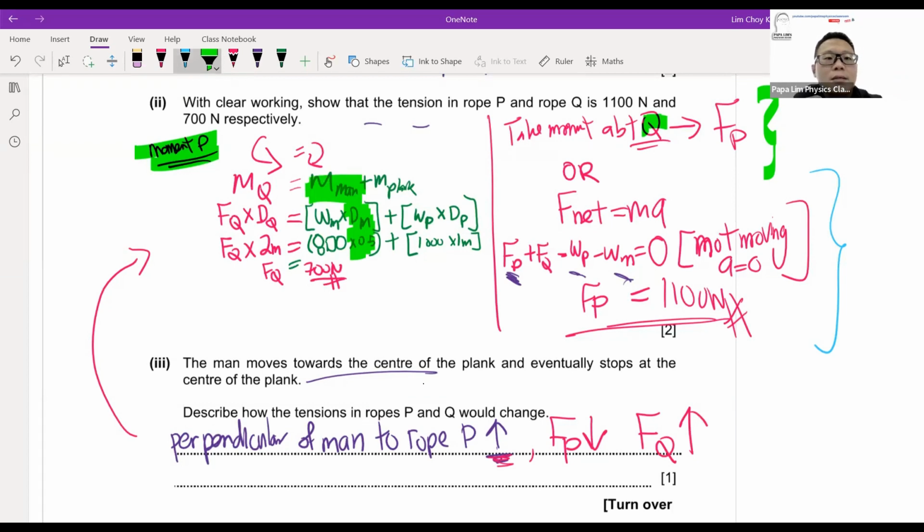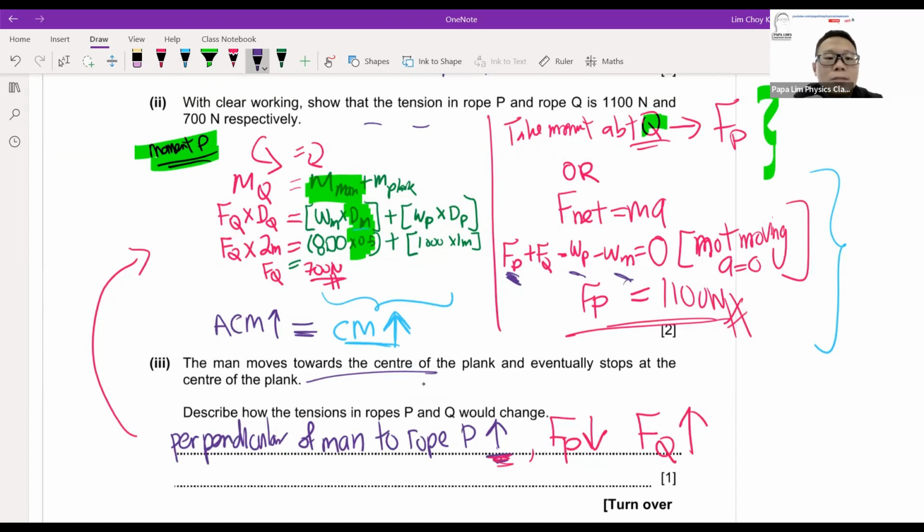So the right hand side of this equation will be increasing. The clockwise moment will be increasing because my perpendicular distance has increased as the man walks towards the center. So to balance this, I must increase my anti-clockwise moment so that I can balance the moments, because the ruler of the plank must be balanced.